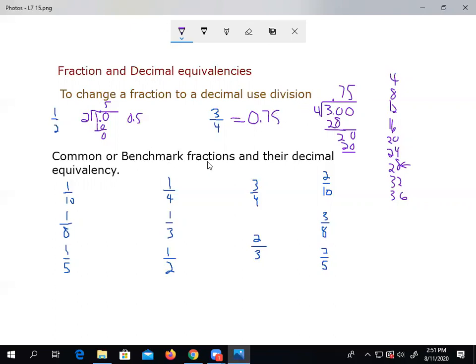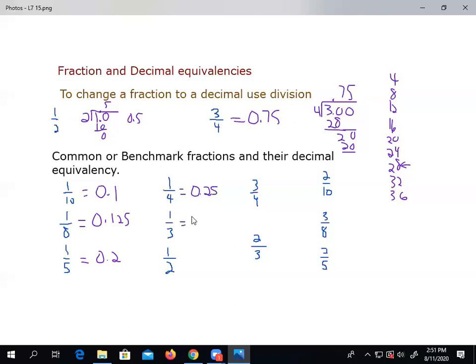So, some common benchmark fractions that you may be familiar with. 1/10 is the same thing as 0.1. 1/8 is 0.125. 1/5 is the same thing as 0.2. 1/4 is the same thing as 0.25.